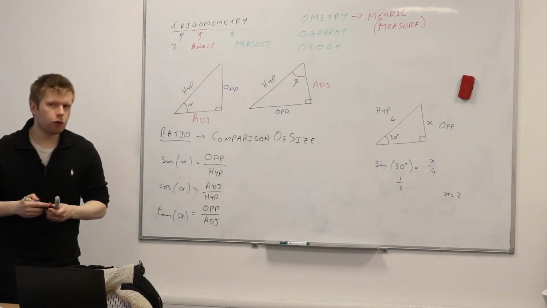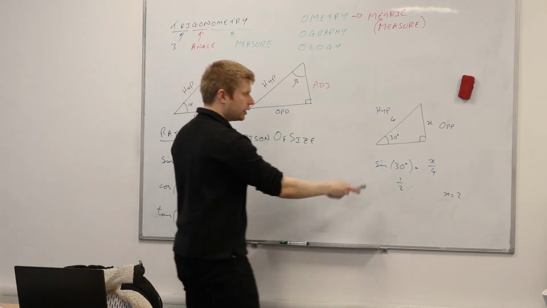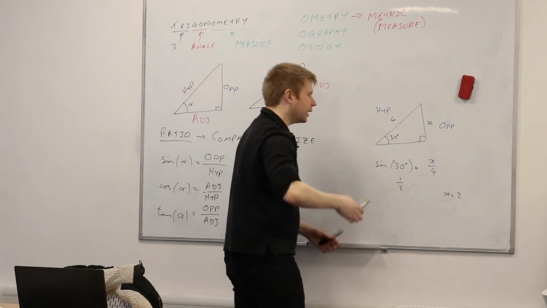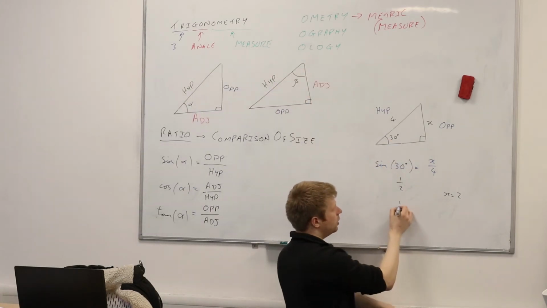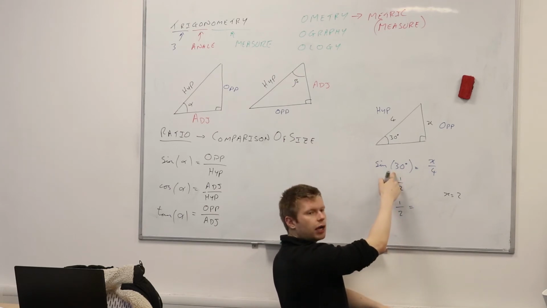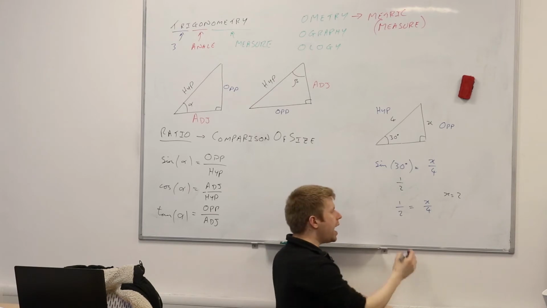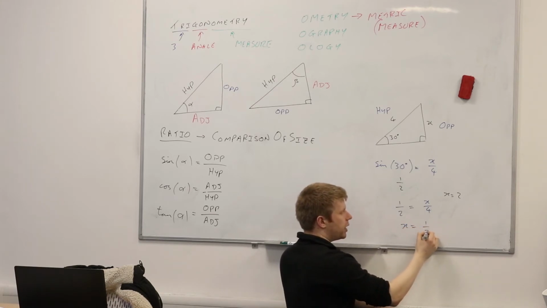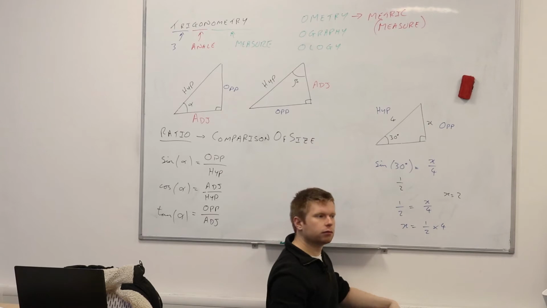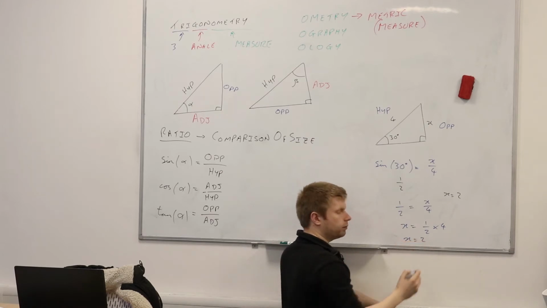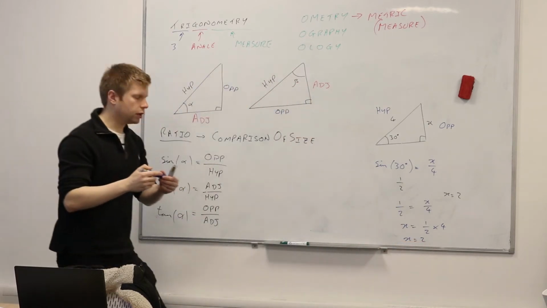But you don't necessarily have to do that. Because if you think about it purely in terms of this, as an equation, on this side you've got a half, on this side you've got x over 4. So to find x, you would just have to multiply by 4 on both sides. So half of 4 is also 2. Does that make sense? Yeah?